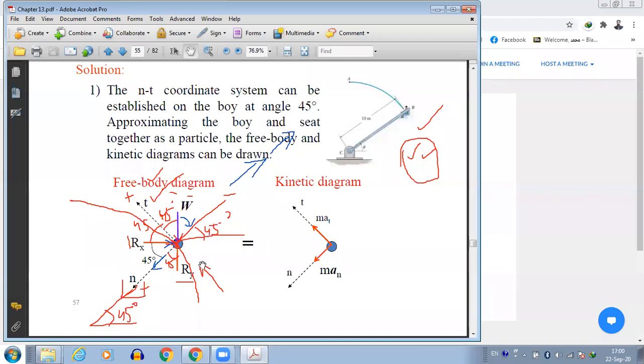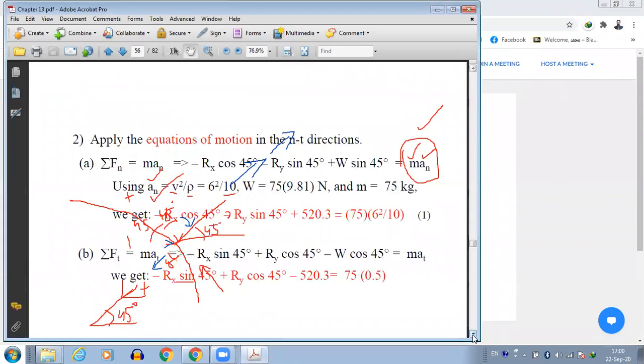Yes, positive. True. Projection of W in the tangential direction. Negative. W negative, Rx negative, but Ry positive. Let's see. W negative, Rx negative, Ry positive. Okay. So this equals to MAT.